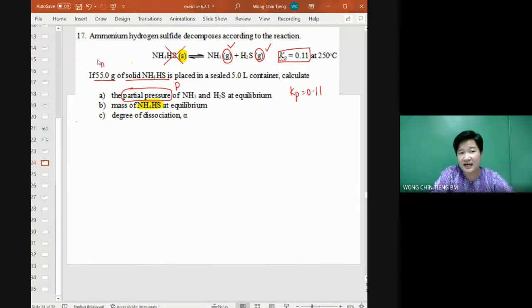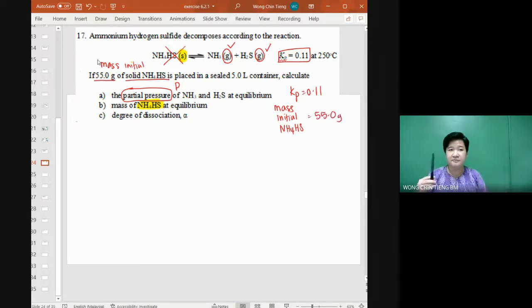So this is, in other words, mass initial. So I started off the mass initial with ammonium hydrogen sulfate, 55 gram. That is my question. Selesai? Okay. So how can I find the partial pressure of ammonia and H2S, hydrogen sulfide? How can I find that? Perlu guna ice table? Yes.